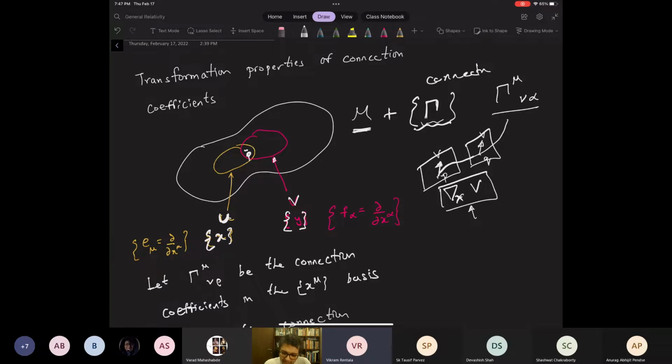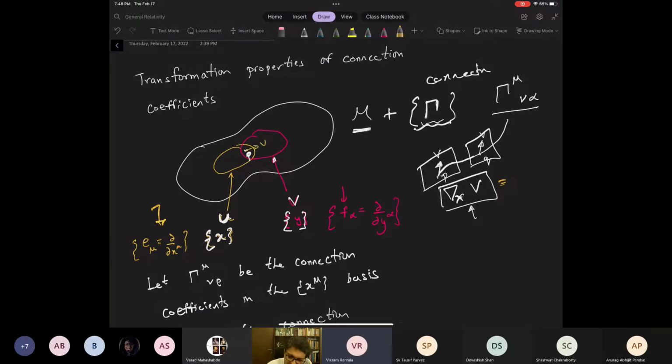And so I can have a basis of vectors using the y coordinates. This basis in the y coordinates looks like this: f alphas, which are partial y alpha. Similarly, in the x coordinates, I can write these vectors as partial x mu. The point is that this is a vector field, or a vector at each point on the manifold.